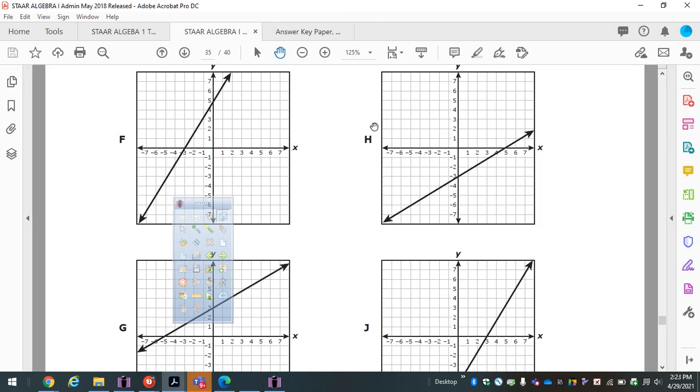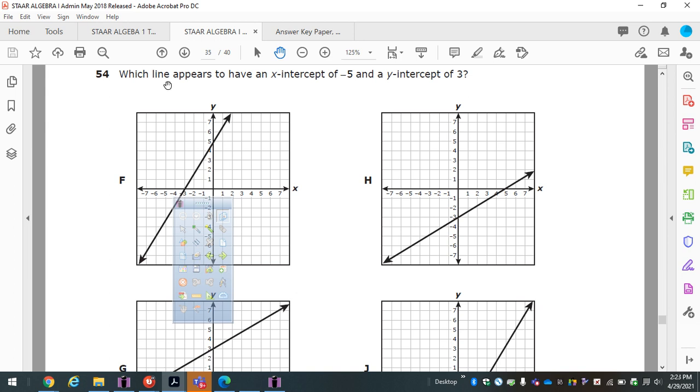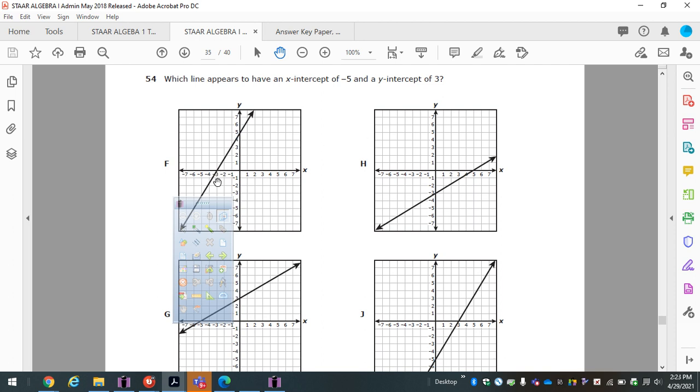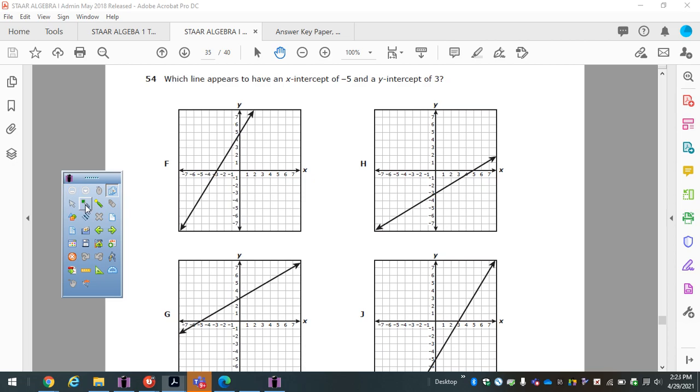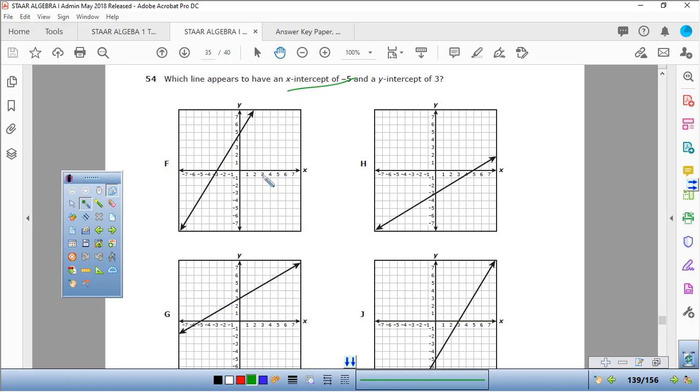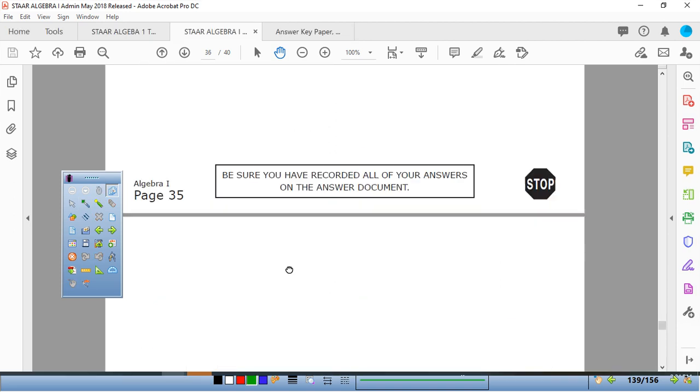This one's asking, let me see what it's asking. Which line appears to have x-intercept of -5 and y-intercept of 3? Okay, x-intercept of -5, out. Actually, that's all you had to check, because this one doesn't. That's actually a cheap question. I can't believe they put that in a STAAR test.